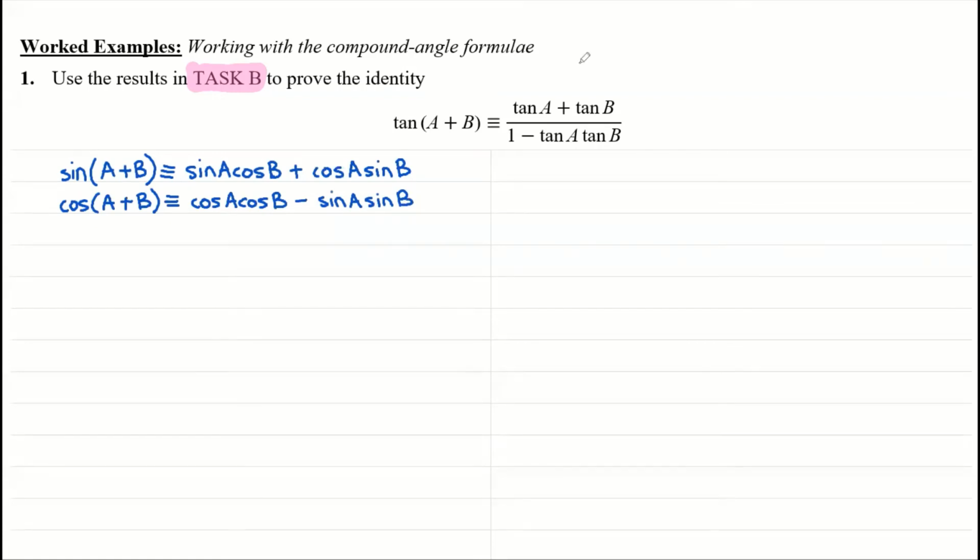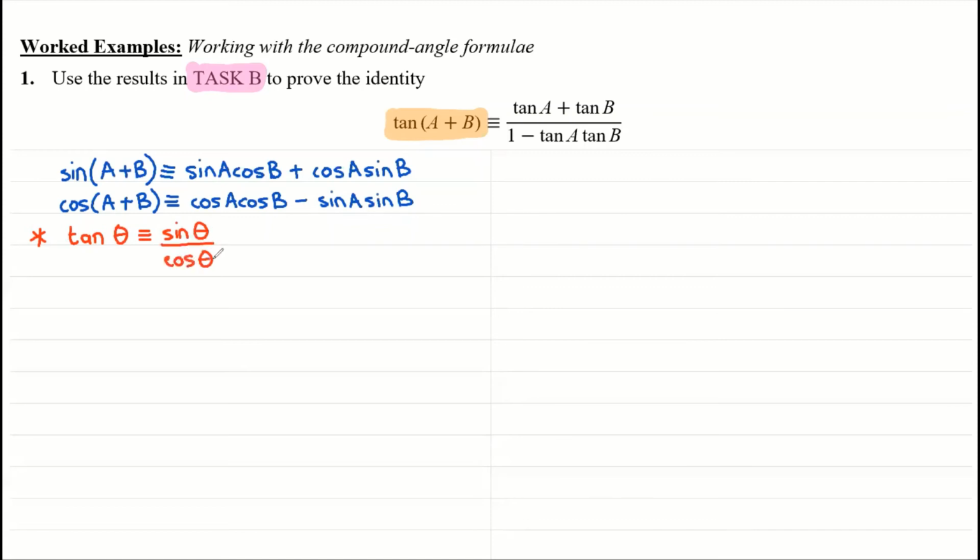All right, and we have to prove an identity that involves the tan of a plus b. So is there something else in our armory that we can use to show this? Well, yes, there is. We've got information from year one. We know, so I'm going to do this in red. This is important. We know that tan of some angle theta is identical to sine theta over cos theta.